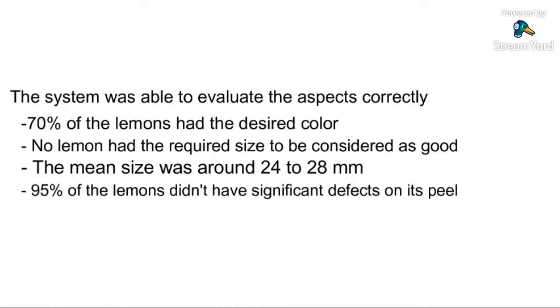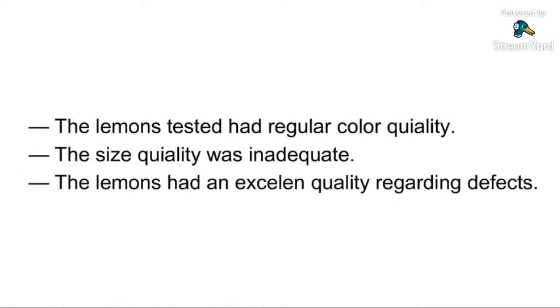For the defects, 95% of the samples did not have significant defects, such as injuries or defects that compromise their color, aroma, or shape. The rest have defects originated by diseases or mechanical damage. According to this, the sample had a regular color quality, and none of the samples had a good size quality, and for the defects, the majority of the samples had an excellent quality.